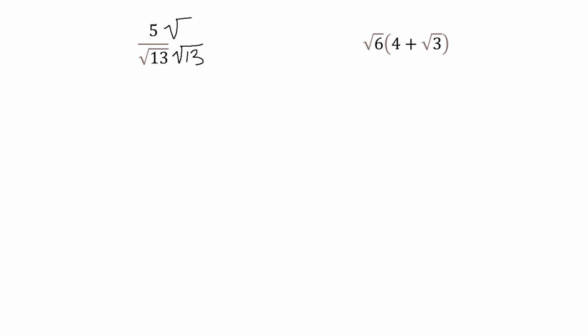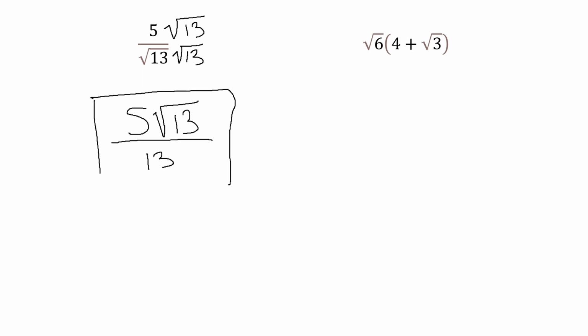But whatever I do to the bottom, I have to do to the top. So square root of 13 times square root of 13 is just 13. On the top, I have 5 times square root of 13, and because those are different forms, it's almost like an x and a no x term, I can't combine them. 5 and square root of 13 are not in the same form, so we simply write them side by side, and that's the answer.